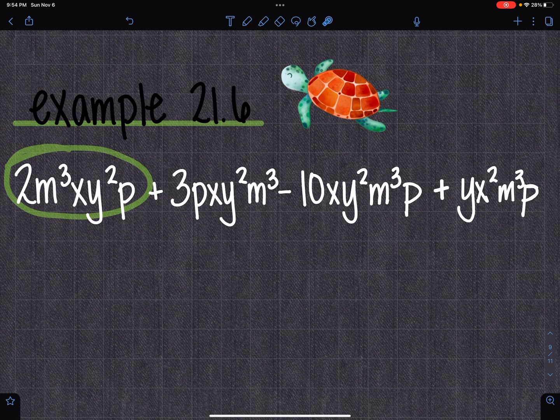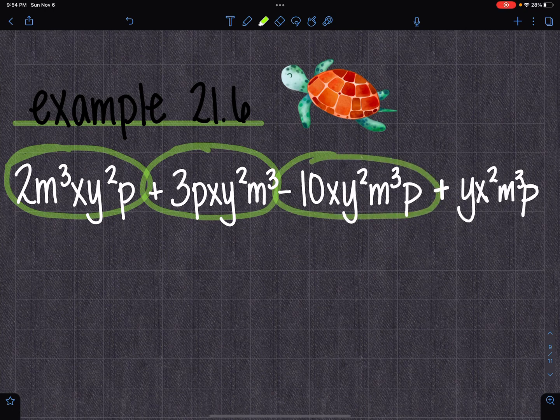Okay, so this is interesting. The first 3 are like terms. I wasn't expecting that, but now we know. Since the letters, the variables, are the same, they're just in different orders, all we have to do now is think about the coefficients.